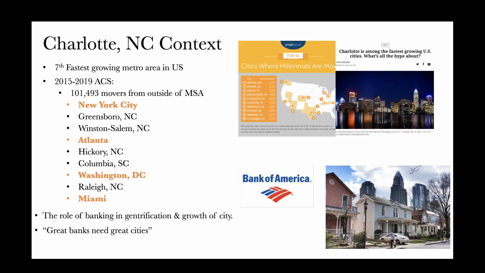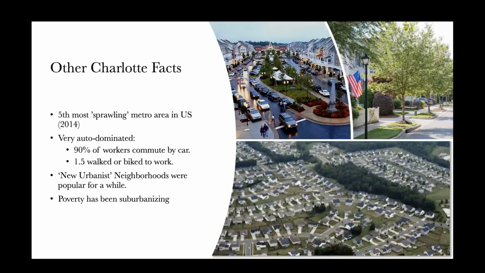Beyond that, Charlotte is extremely auto-dominated. It's also usually ranked as one of the most sprawling metro areas. Because there was so much population growth, and it's nice weather, developers kind of had free reign. So we have those types of developments, and then we see that poverty has increasingly been suburbanizing into older suburban developments. So these are just some examples of the smart growth initiatives the city has been big on.